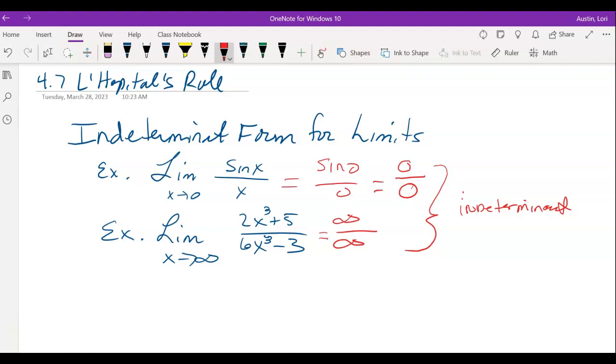What I'm going to show you today are the two simplistic indeterminate forms, which are: if you do a limit, you get 0 over 0, or if you do a limit, you get infinity over infinity. They're the two most common indeterminate forms. We're going to go over other indeterminate forms on Thursday. Today we're just going to focus on these two forms.